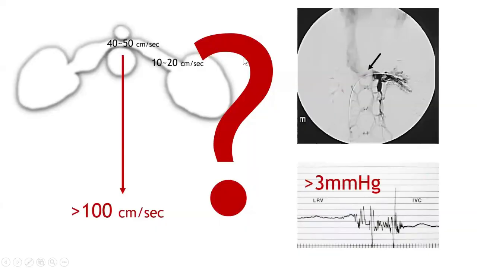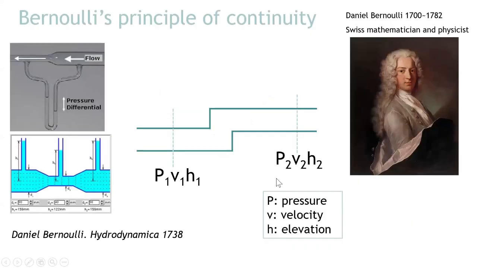Then one question we might have is whether this 100 centimeter per second criterion is equivalent to this 3 millimeter mercury pressure gradient. Can we reliably use this velocity data instead of this pressure data in detection of nutcracker phenomenon? Theoretically it's possible because of the very famous Bernoulli principle. Dr. Daniel Bernoulli, the Swiss mathematician and physicist, described this principle of continuity.